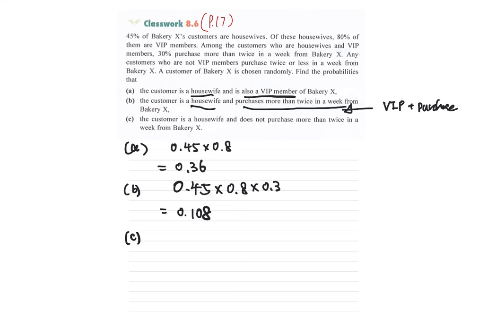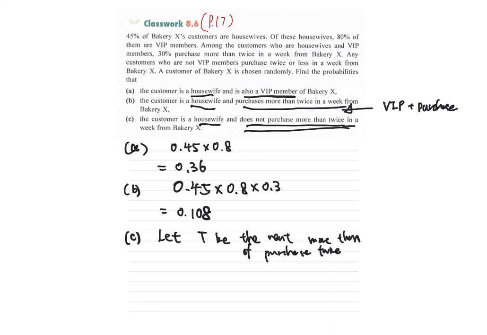And part C, the customer is a housewife and does not purchase more than twice in a week. So what would it be? Let's say I let the event of purchasing more than twice in a week be this event, and let H be the event of a housewife.